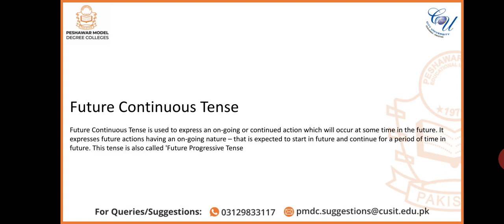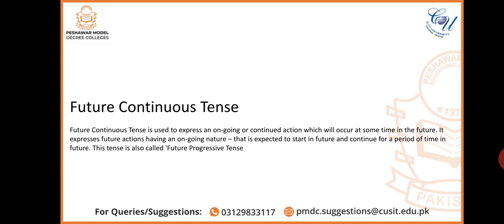Now let's switch over to future continuous tense. Future continuous tense is used to express an ongoing or continued action which will occur at some time in the future. And that's why it is called future continuous tense. It expresses future action having an ongoing nature that is expected to start in future and continue for a period of time in future. This tense is also called future progressive tense because it happens in future.